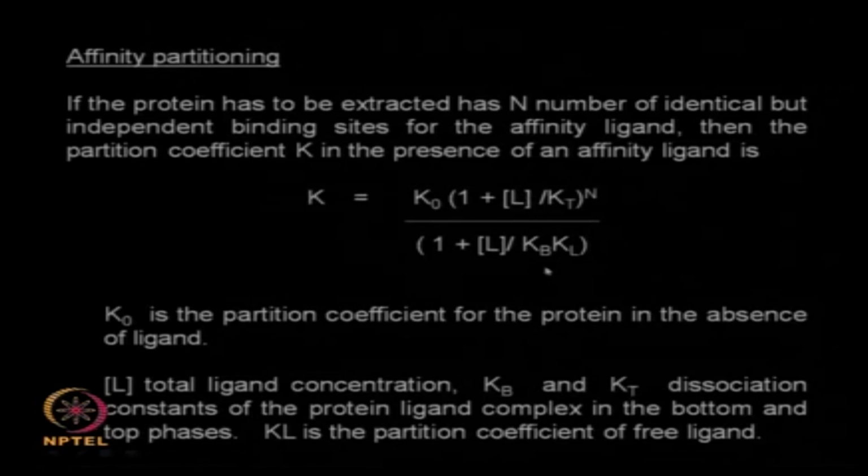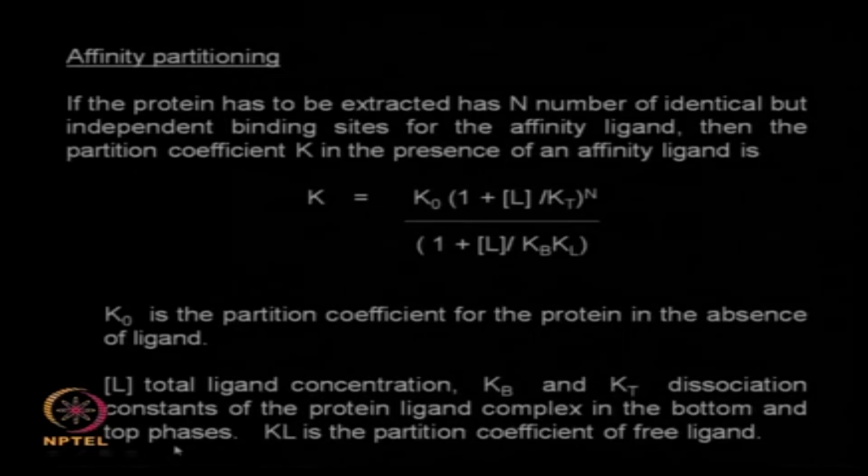Okay. Now what is Kb, Kt and Kl? Kl is the partitioning coefficient of the free ligand. As you can understand, the ligand also can get partitioned between the two phases. So some amount of ligand is going to get lost because of the partition coefficient, and then Kb and Kt are the dissociation constant of the protein ligand complex in the bottom and the top phases.